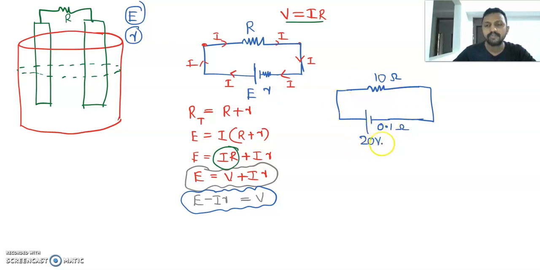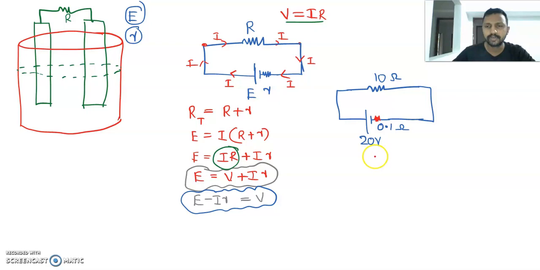The EMF of this battery is 20 volt and internal resistance is 0.1 ohm. Sometimes, as I have said, they will denote internal resistance like this, and sometimes there won't be a symbol like this. If there is a resistance associated with the cell, that is internal resistance. Therefore, let's have our circuit like this.